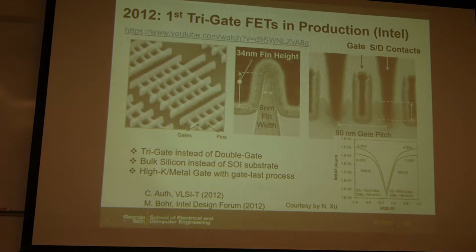And here, this is the bird's eye view for this. And then we have multiple fins. And then this is the gate. And this is the source and drain. So if you cut this along, let's say, this direction, then you will have this cross-sectional image here, and from this you are seeing this cross-section.